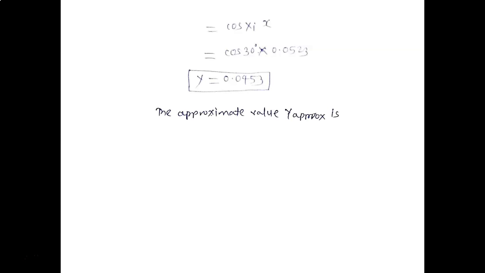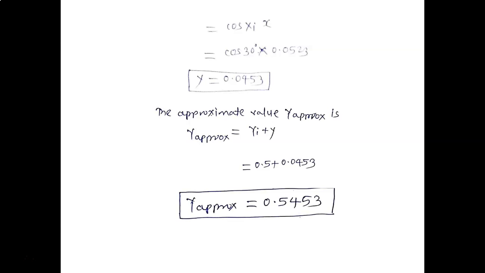Therefore, the approximate value of y is, therefore y approximate is equal to yi plus small y. Therefore, substituting the values, which is equal to 0.5 plus 0.0453. Therefore, y approximate is equal to 0.5453. This is for y is equal to sin x. Now, next problem, in this problem it says y is equal to tan x.